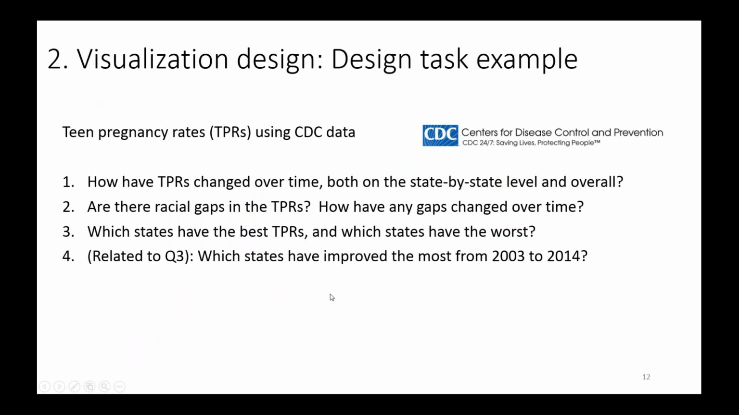Here's another example using the CDC data to visualize teen pregnancy rates and some examples of specific questions that the students needed to answer. How have the TPRs changed over time? Are there racial gaps, and how have those gaps changed? Which states have the best TPRs, which states have the worst, and which states have improved the most over the span for which we have data, which was the 11-year span between 2003 and 2014.